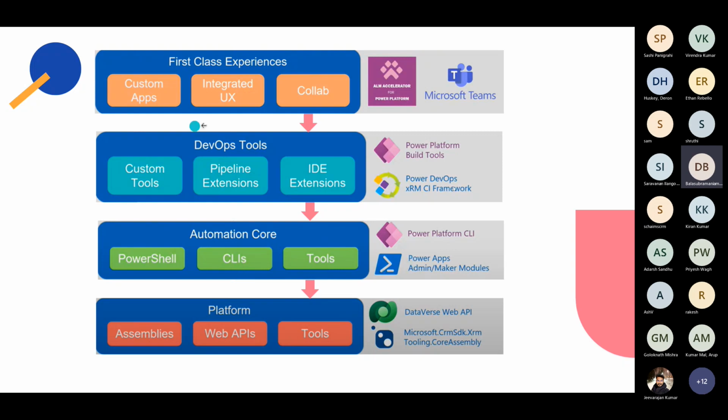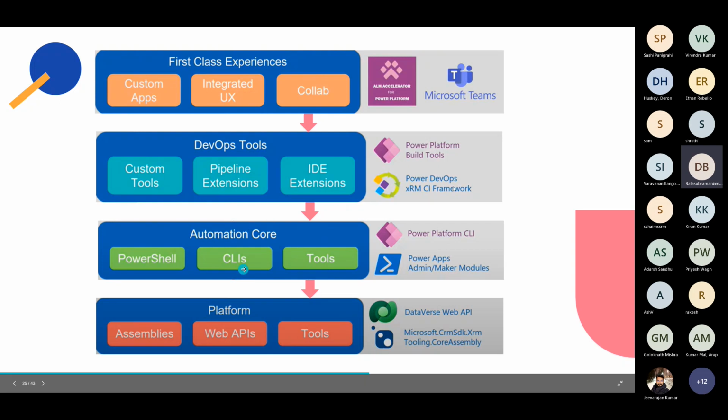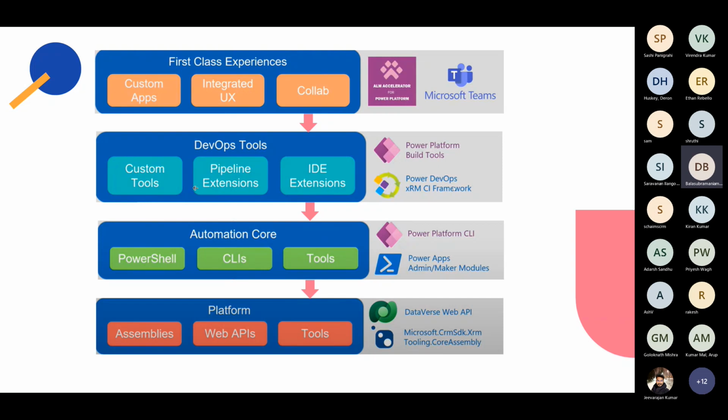Then in the stack, we have the DevOps tools. Once everything is done, if you want to use DevOps tools to automate the deployments in the Dynamics 365 or the Power Platform environments, then you can go for the Power Platform Build Tools, or Power DevOps, or the XRM CI Framework, or you can have your own thing. For example, if you are going for a Jenkins pipeline, then Jenkins won't have the Power Platform Build Tools, Power DevOps or XRM CI Framework. You need to start writing your own PowerShell script as a task, and hook the task inside the Jenkins pipeline in order to implement the ALM for the Power Platform.